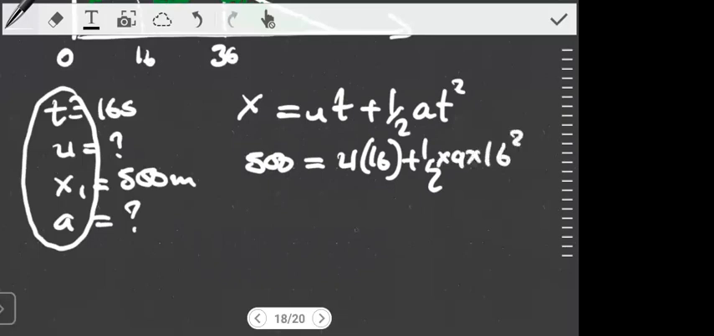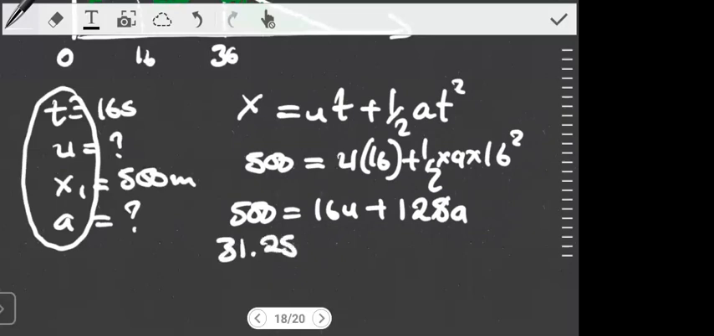So if we simplify this expression, we now have 500 is equal to 16u plus, then 16 squared is going to give us 256, then divide that by 2, we get 128a. So this becomes our equation when we simplify it further. So we can divide through everything by 16, to just reduce it a little bit. We see that we're going to have 31.25 equal to u plus, 16 into 128 goes 8 times a. So this becomes our equation 1.